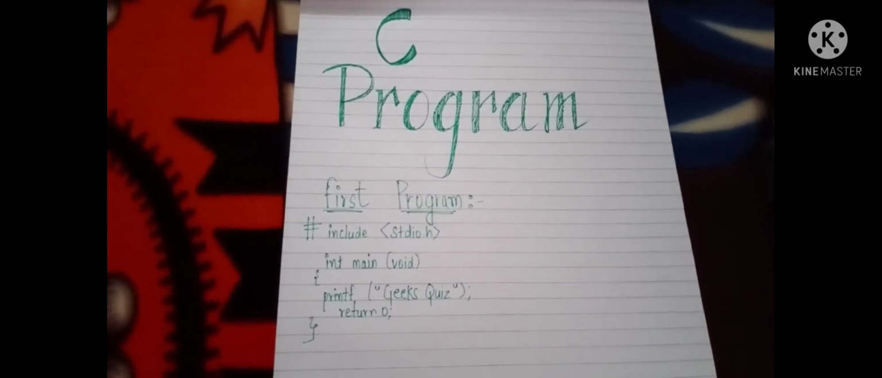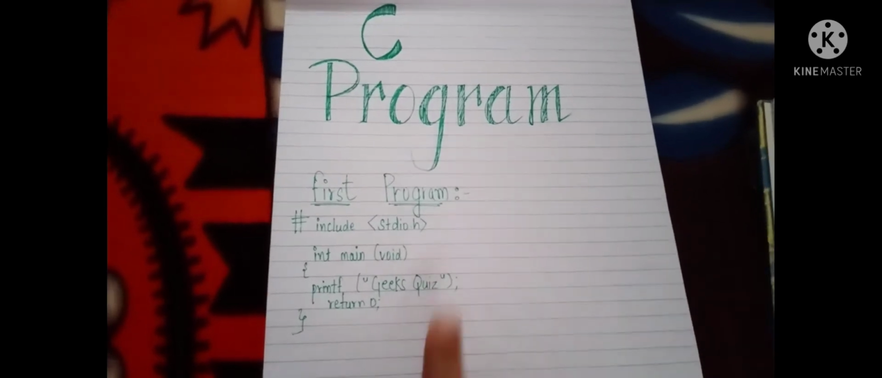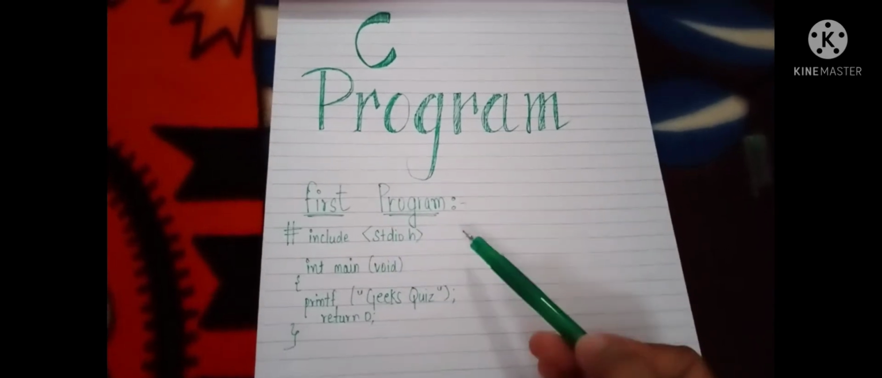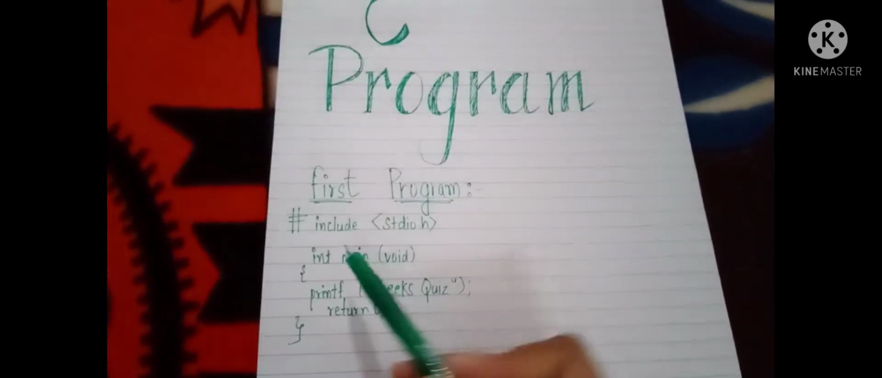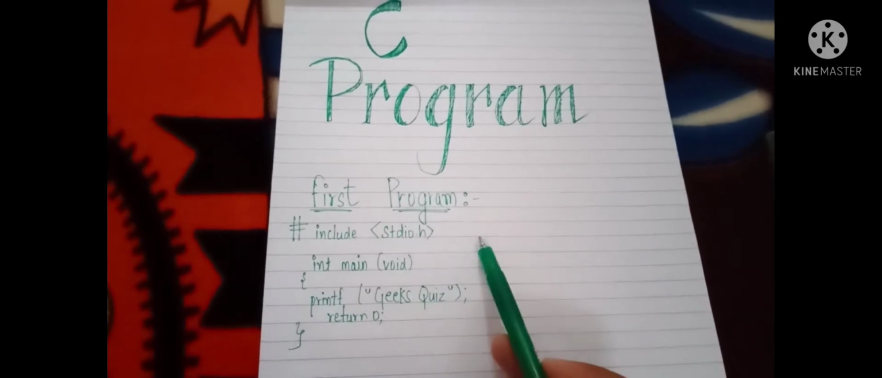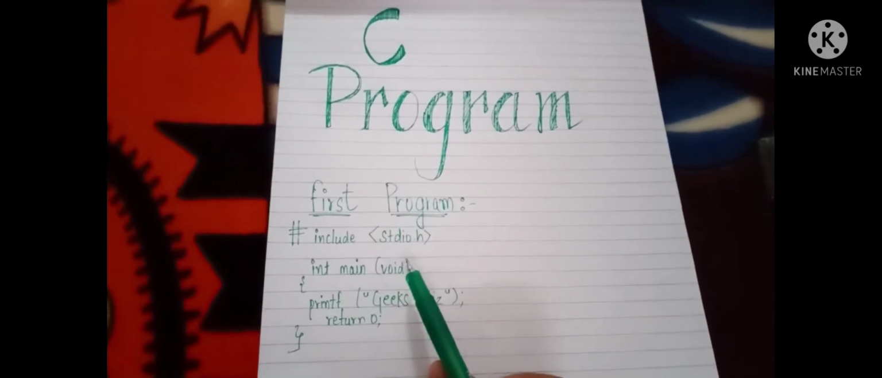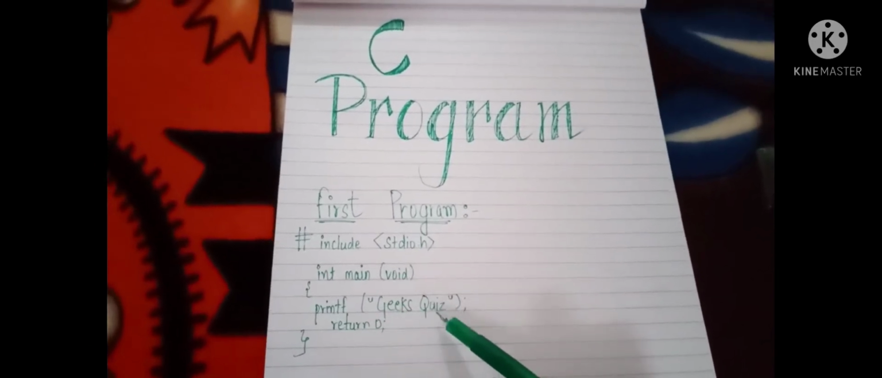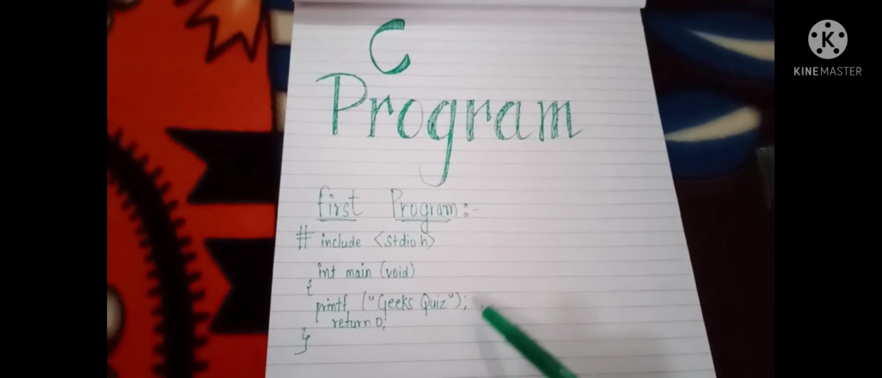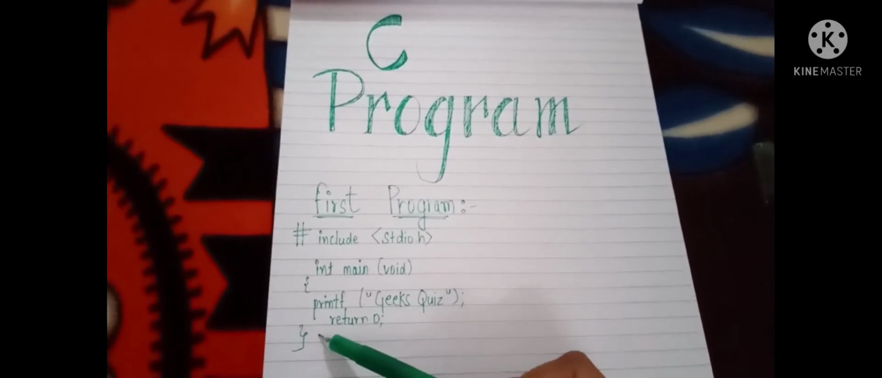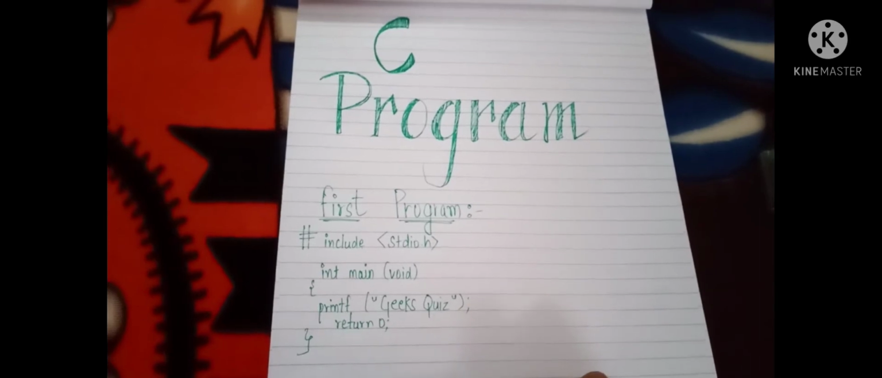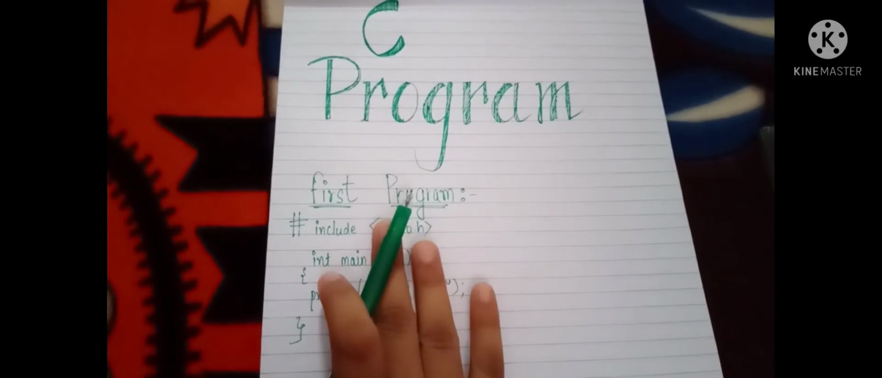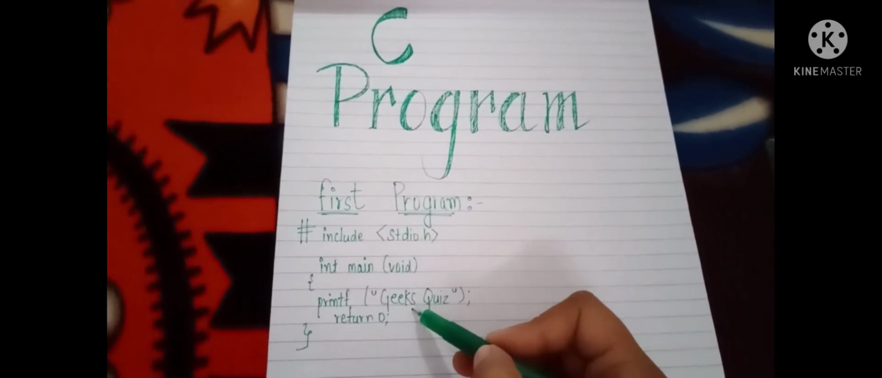So, moving on to the first program in C. This is a program. #include <stdio.h>, int main(void), curly braces open, printf("geeks quiz"); in double inverted commas, semicolon, return 0, and the curly braces closed. This is the first program. This is the program where we have to print geeks quiz.